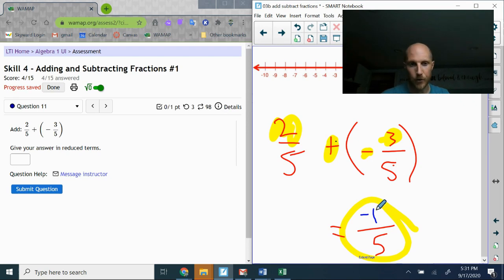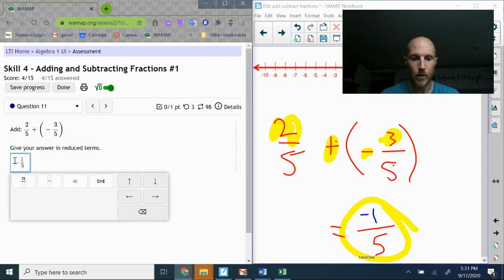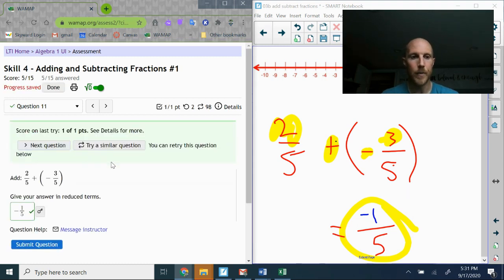Okay, all kinds of different colors there. So negative 1/5 is my final answer. Negative 1/5. Enter. Yay. Okay.